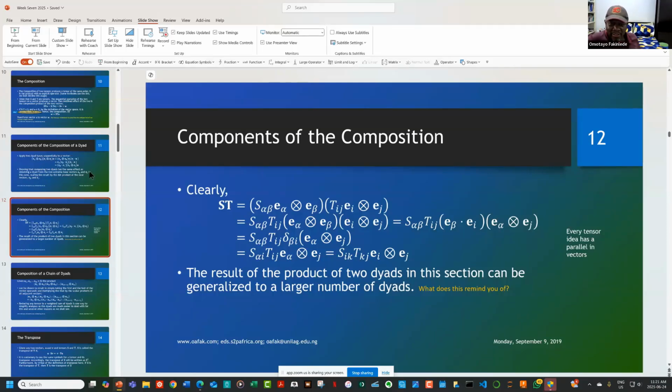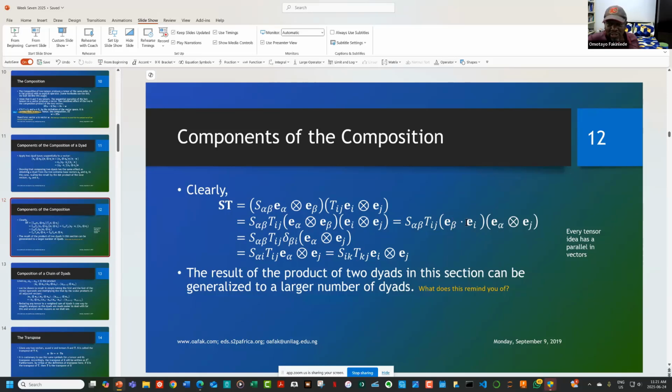So here, if you have this expression, where we are using alpha and beta and i and j, if you pack all the scalars to one side, you now have this dyad operating on a dyad. And you remember that the final result of this dyad is e alpha dyad e j, which is what you have here, and then the ones that are near each other, they are dot product.